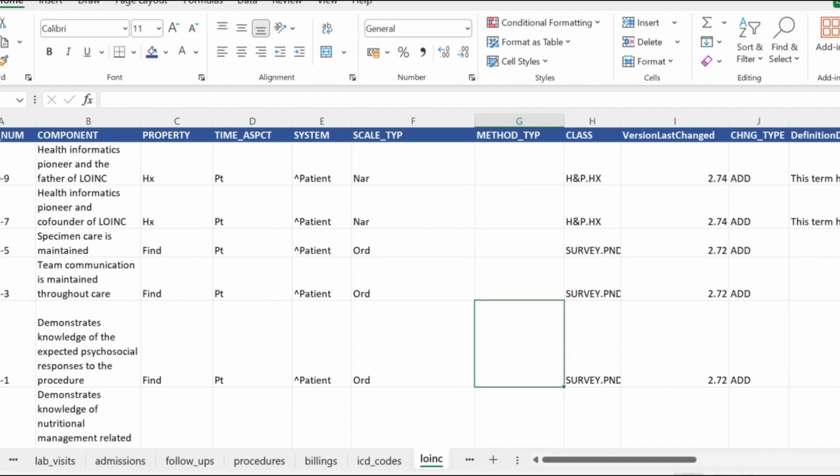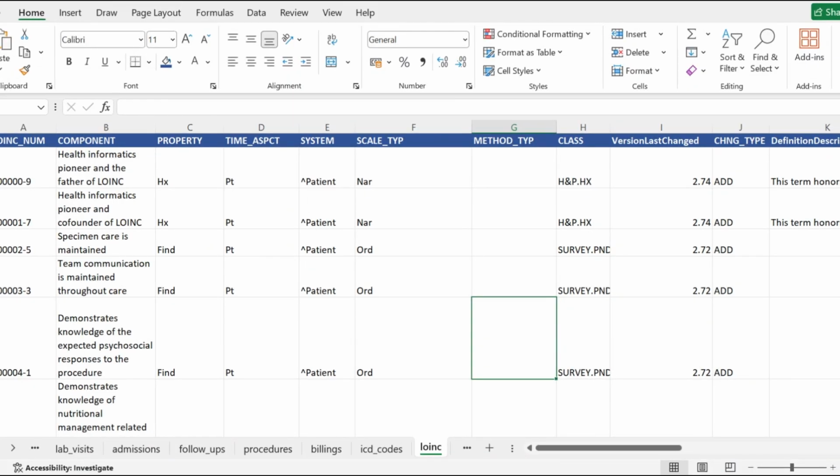Finally, we arrive at the LOINC table. LOINC stands for Logical Observation Identifiers, Names, and Codes. It is an international standard used to identify laboratory tests, clinical measurements, and observations. Instead of recording laboratory investigations using inconsistent names, healthcare systems use LOINC codes to ensure that tests are represented consistently across departments, hospitals, and even countries.